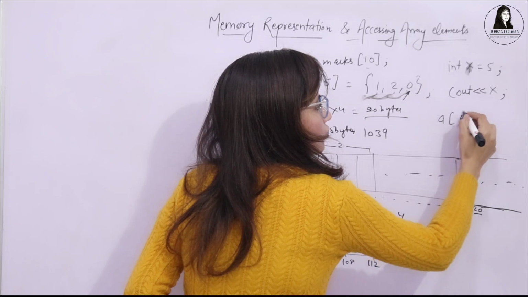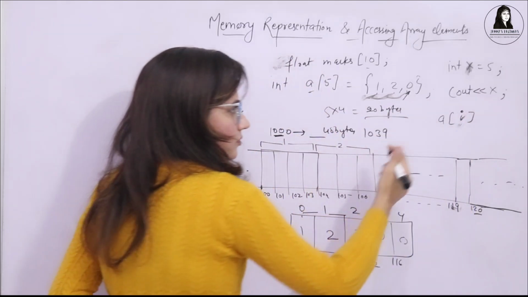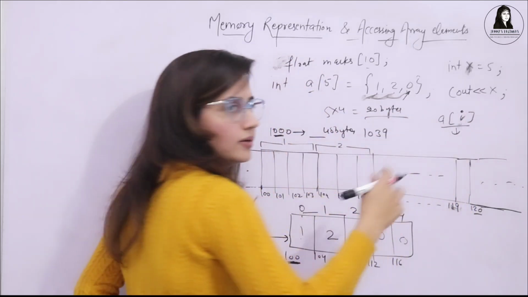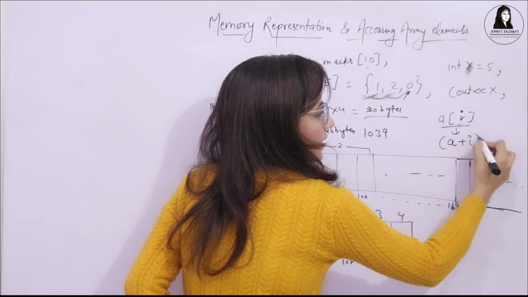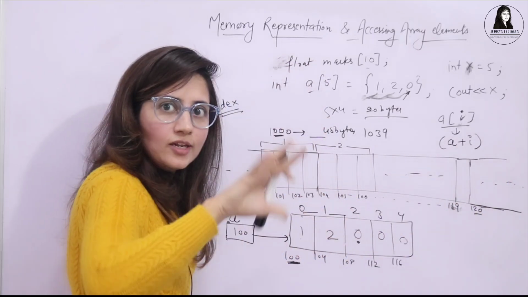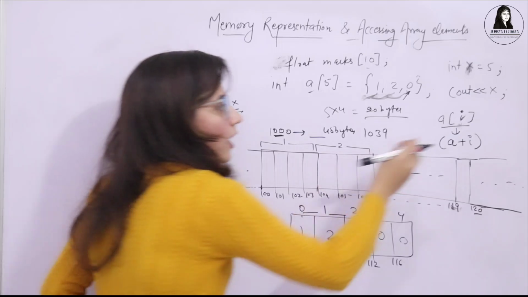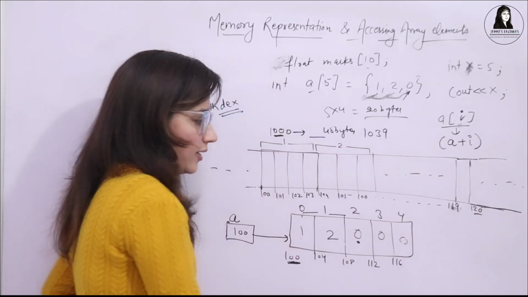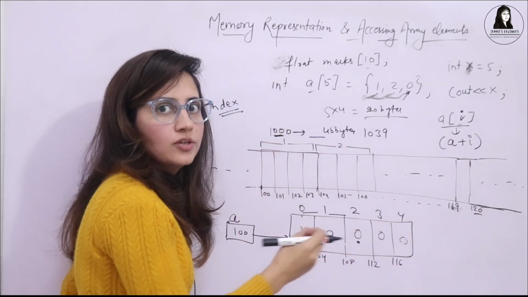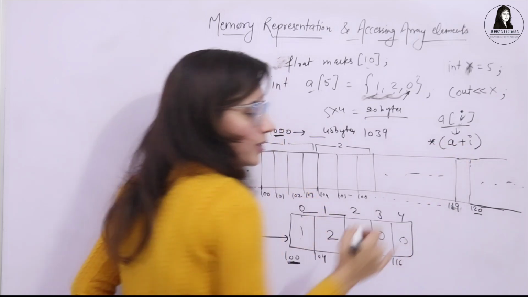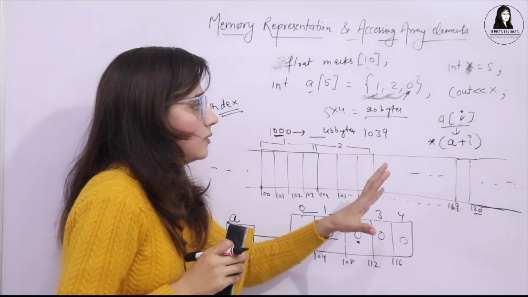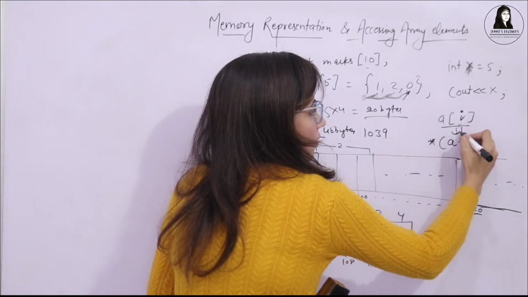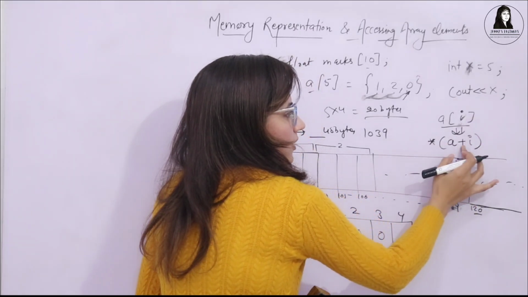So if I write a of i, then this would be converted to a plus i, like this. This is the inner working I am telling you, and you have to dereference this to get the actual element. So this star is the dereferencing operator. Don't worry, we'll discuss this in detail when we discuss pointers. So this is how it is converted: *(a + i).